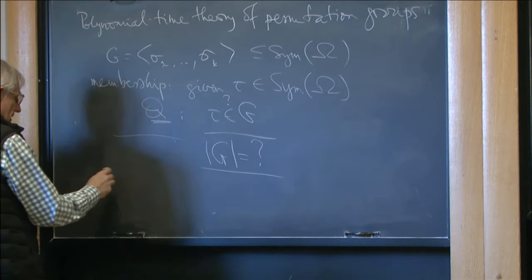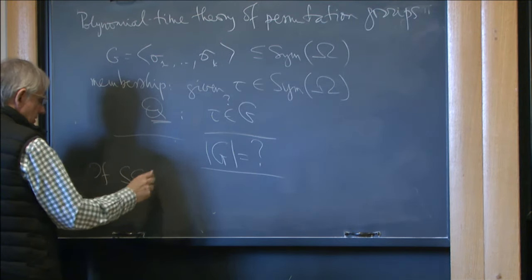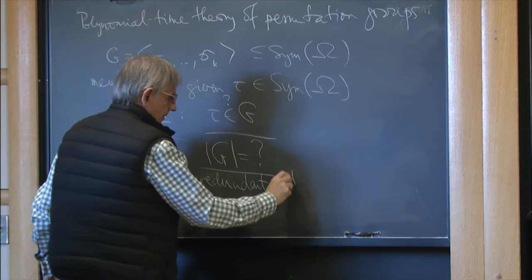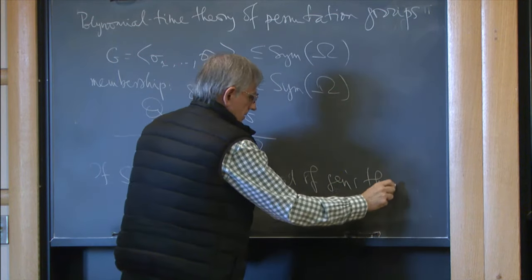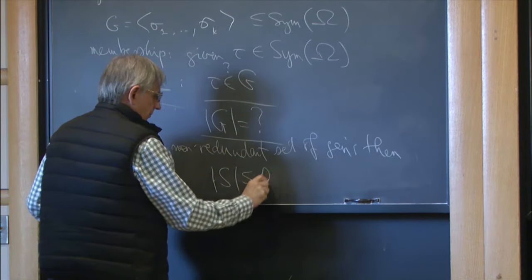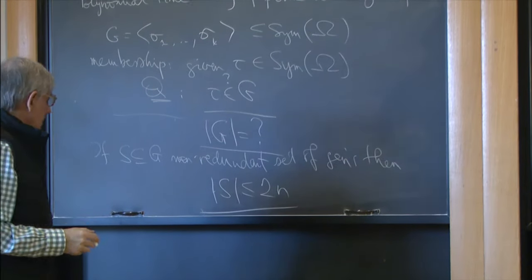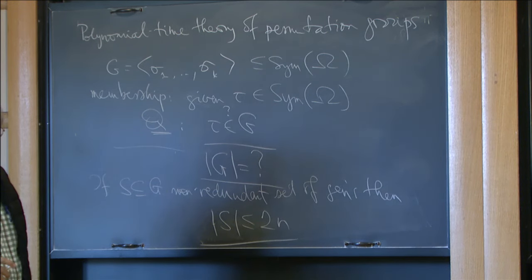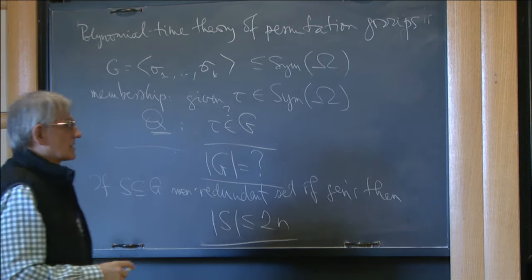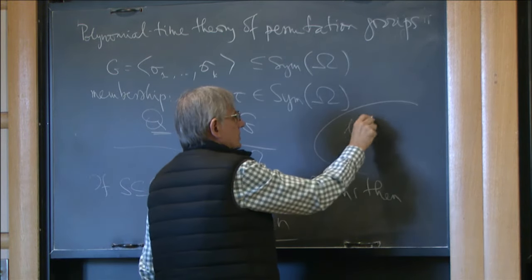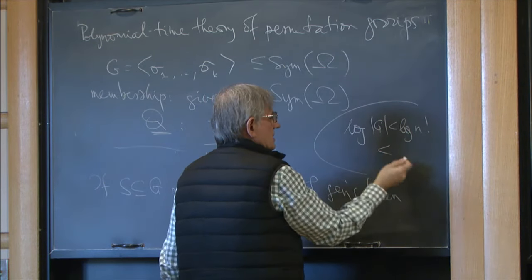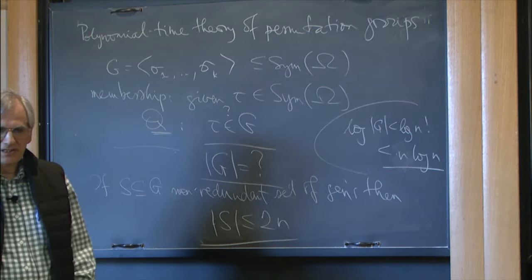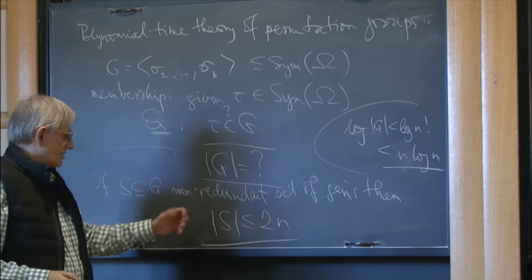So I can say that if S is a subset of G and it is a non-redundant set of generators, then the size of S is not greater than 2n. That result is actually also my result from a few decades ago. But n log n is trivial. Trivial is log of the order of G, which is less than log of n factorial, which is less than n log n. That's a trivial upper bound on any non-redundant set of generators. But this uses the classification.